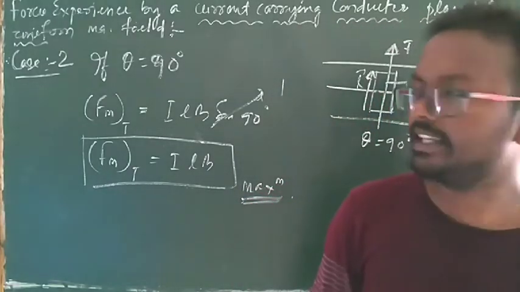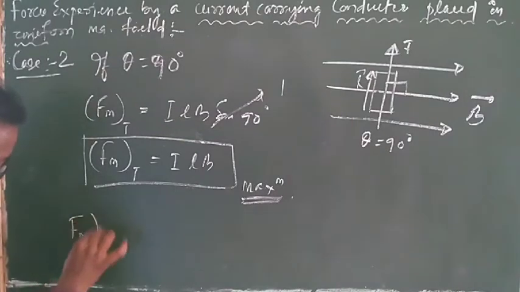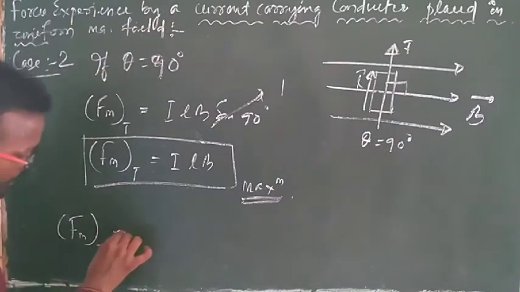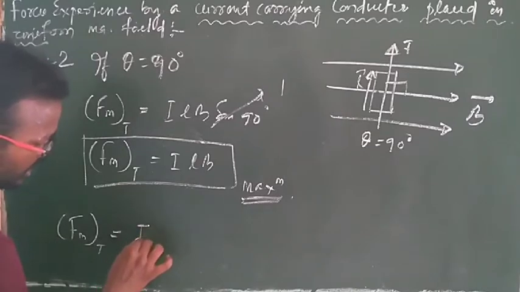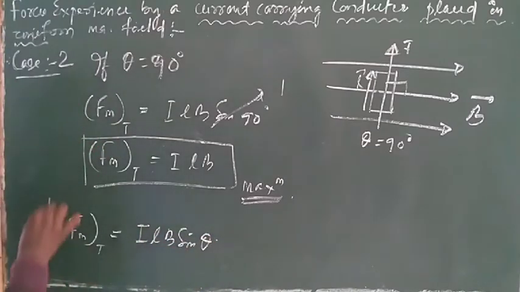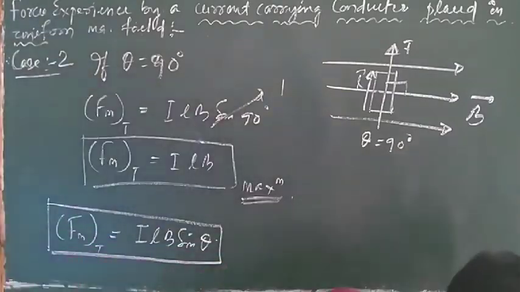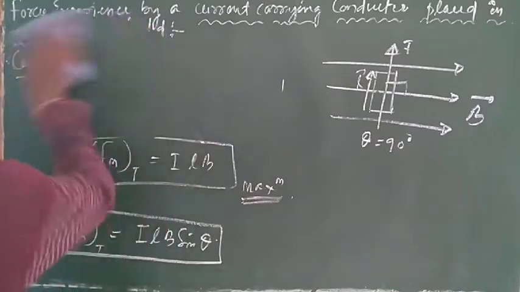So this is all about the total force experienced by a current carrying conductor placed in a uniform magnetic field B, and the general formula for the total force experienced by a current carrying conductor placed in a uniform magnetic field is equal to ILB sin theta. This is an important formula. Clear? Okay.